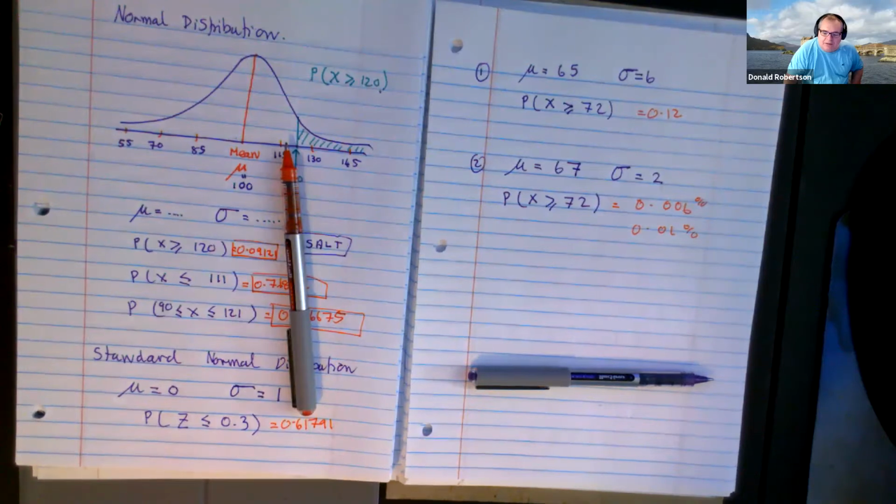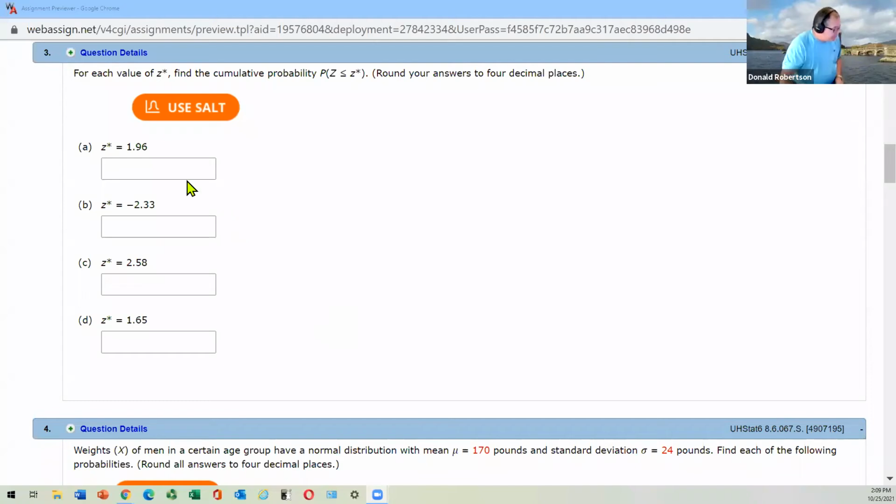So moving my windows around because I'm confused. And let's try some questions then. Let's have a look at what they look like in the textbook. Right. For each value of Z star, find the cumulative probability that Z is less than Z star. You know, you could have ignored that entire sentence and just focused on there.